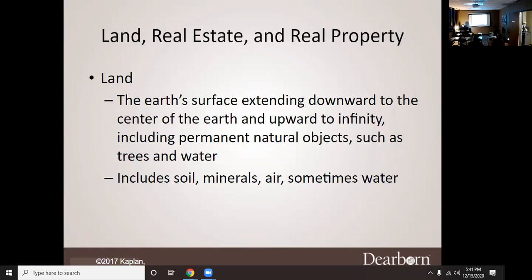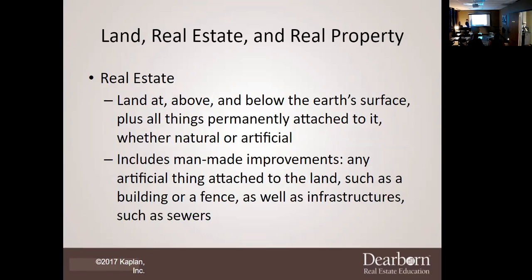Now you may be saying, why in the world are you spending this much time talking to me about land? Well, because when you get into our next slide, where we start talking about real estate, we have a little bit of a difference here. This is where it can be confusing to some people. Most people, when they talk about selling their home, say, I'm going to sell my real estate, or I'm looking to buy some real estate. You're not actually buying real estate. There are different ways in how this is done. Real estate is land at, above, and below the Earth's surface, and here's the key word, plus all things permanently attached to it, whether natural or artificial.